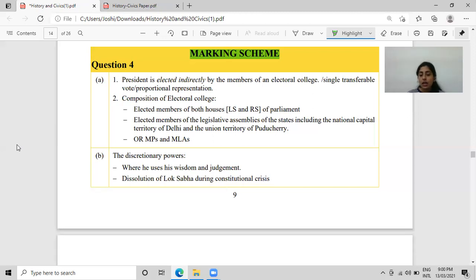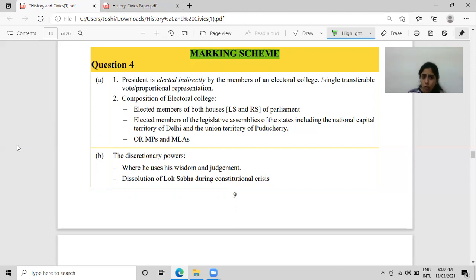So you can see the question is being answered very well. We answered how the President is elected, and point number 2, we answered the composition of the electoral college. You can see in the composition of the electoral college, we have discussed 3 points. Since this is a long question, we'll give the details of both the questions.